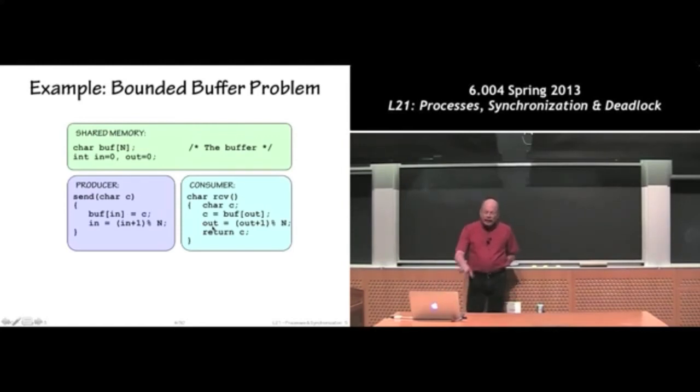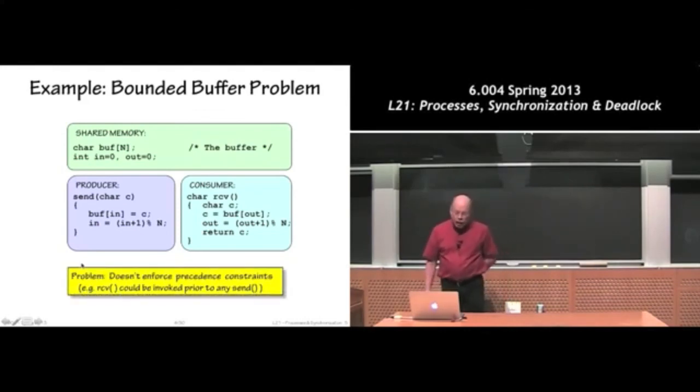Now, left to their own devices here, there's nothing that controls the execution. There's nothing that's enforcing any of the precedence constraints. So what we're going to do now is slowly evolve this program to include a mechanism for enforcing the precedence constraints that we want. Okay, so no precedence constraint. The receive could happen at any time. It's happy just to read from the buffer and increment the output pointer, whether or not the producer has produced anything. So there's probably a bunch of things we're going to need to fix up here.